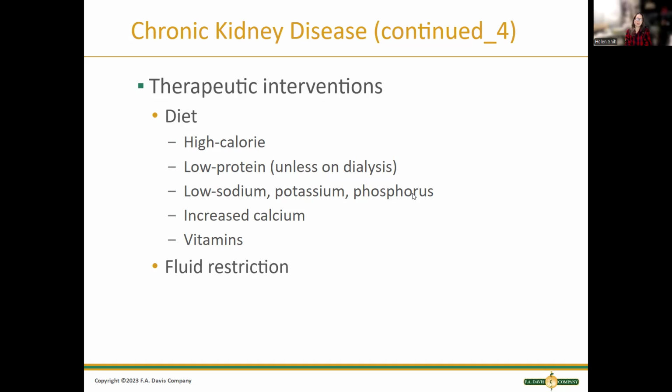We want to increase calcium to offset the phosphorus in the foods that we may end up eating. We also want to encourage them to take vitamins because remember, the kidneys activate vitamin D. So if your kidneys are in chronic kidney disease, you need an active form of vitamin D in order to make sure that your bones are not losing so much calcium that they can't be replaced. And then we definitely need to put them on some sort of fluid restriction in order to make sure that they don't carry excess fluids, which would be, again, overworking the body.